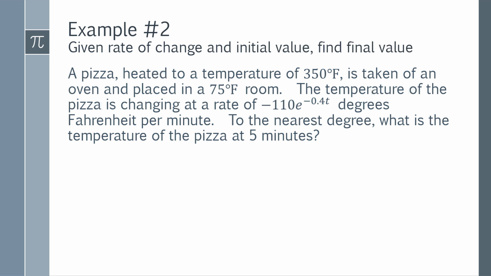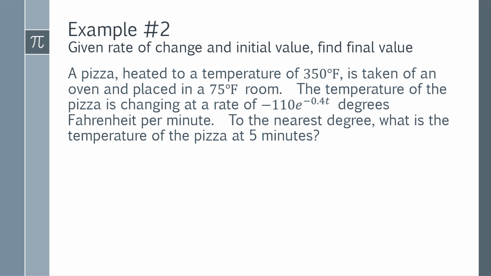If I tweak this a little bit, and instead of finding the net change of something, I want to find a final value. So if we have a pizza heated to a temperature of 350 degrees Fahrenheit, taken out of an oven, and placed in a 75-degree room. From algebra class, you may remember doing the Newton's Law of Cooling lab. This is basically the idea of it. The temperature of a pizza is changing at a rate of negative 110 e to the negative 0.4 t degrees Fahrenheit per minute. To the nearest degree, what is the temperature of the pizza at 5 minutes?